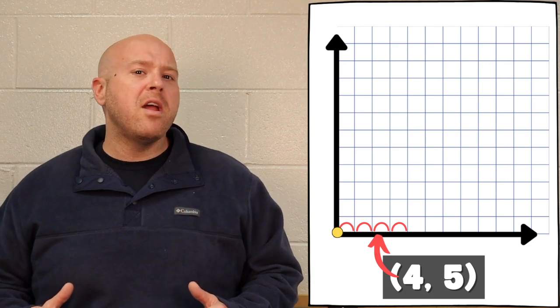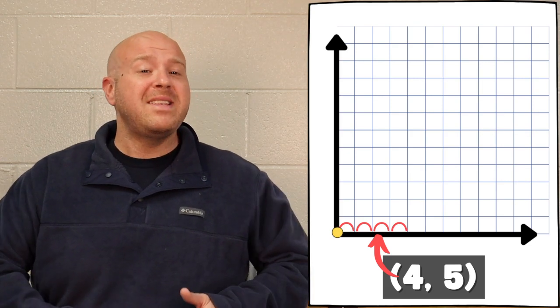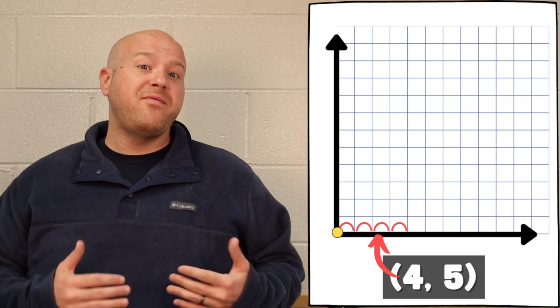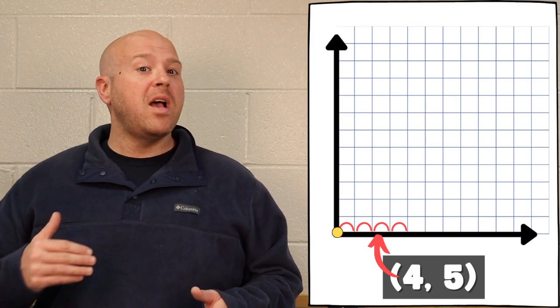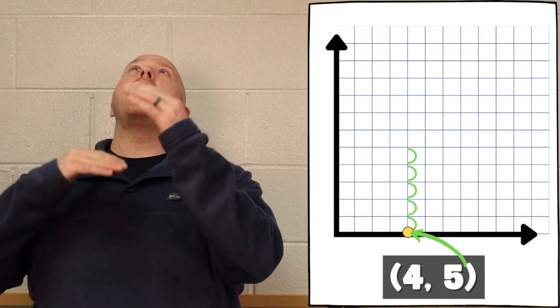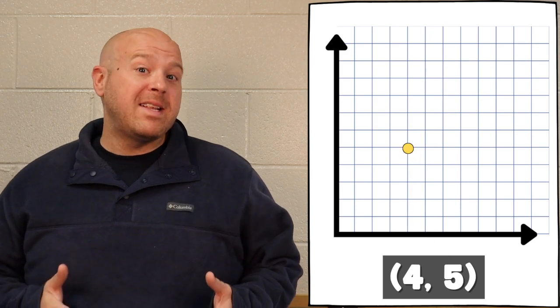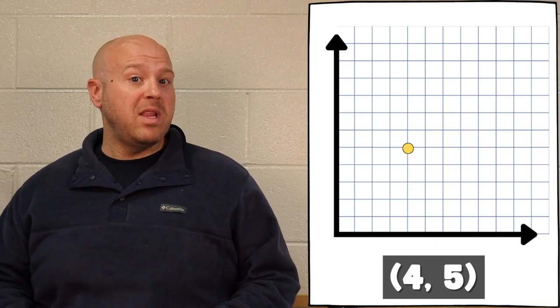Then from there, we're going to use the second number. That tells us up or down. It's 5, so we're going to go 5 units up. Up, up, up, up, up. And so that right there is where our (4, 5) will be located.